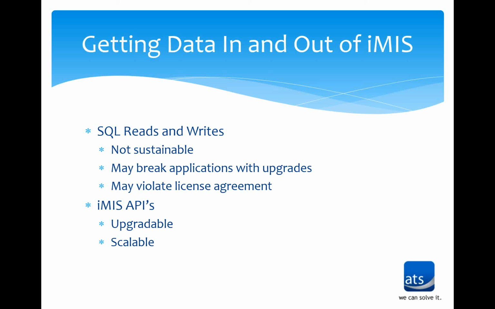Again, this is one of the things we run into quite often: associations that have built an application up and running. They go to do an upgrade, and they find themselves at the last moment after that upgrade trying to fix an application or another product that's doing these direct SQL reads and writes. So what do we do, right? We're going to use the iMIS APIs. Why is that? Because they're upgradable, right? They come along with each version of iMIS, and they're easily scalable.